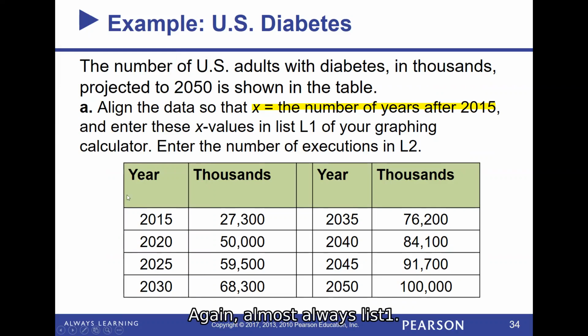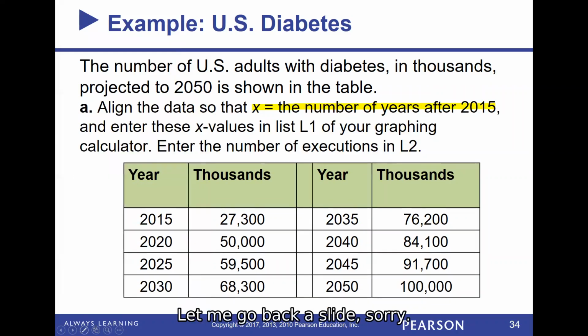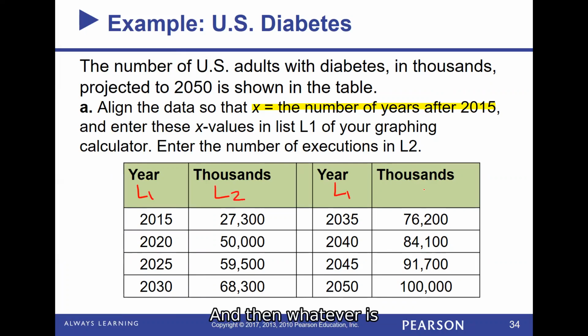Again, almost always list 1, let me go back a slide, sorry. This year will almost always be list 1, and then whatever is the output is almost always list 2. It's very rare when it's the other way around.